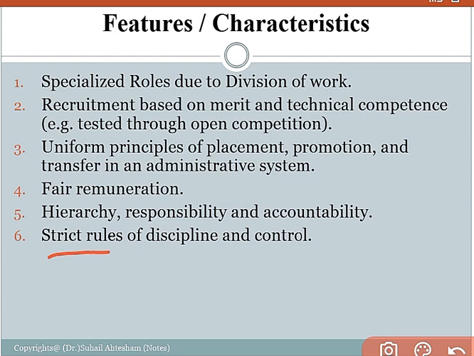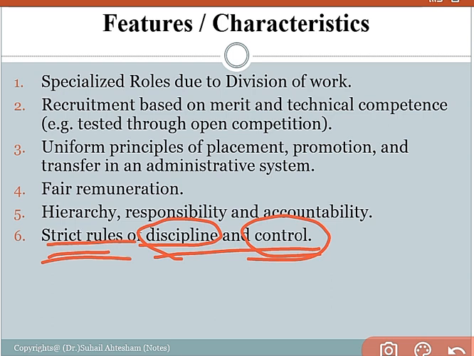Next, strict rules of discipline and control. According to Max Weber, there must be specified rules and regulations that have to be followed by every employee in the organization, and there must be discipline. Discipline will exist if there are rules and regulations. There must be formal rules and regulations, and the supervisor at every level should monitor and control the subordinates so that all are following the discipline and rules imposed from the top level on the organization's employees. So there must be strict rules and regulations that have to be followed.